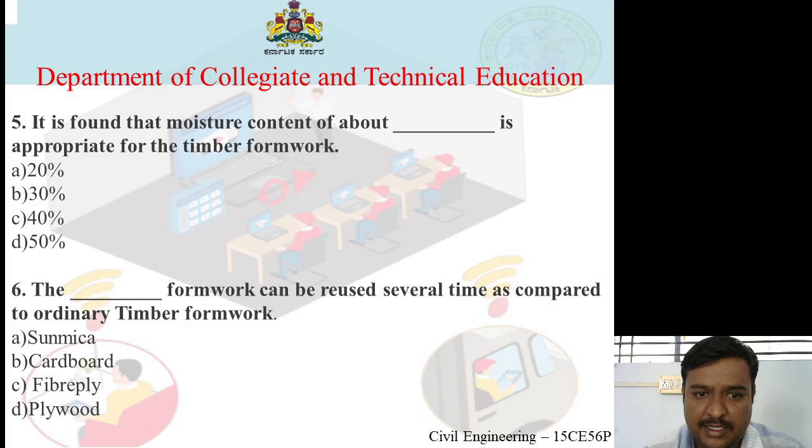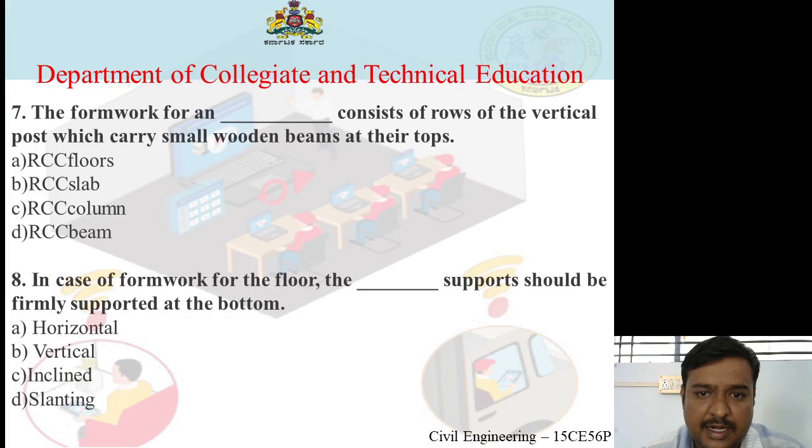Then seventh one, the formwork for an dash consists of rows of vertical posts which carry the small wooden beams at their tops. RCC floors, slab, RCC column, RCC beam. The right answer is A, RCC floors. Then eighth one, in case of formwork for the floor, the dash supports should be firmly supported at the bottom. Horizontal, vertical, inclined, and slanting. The answer is B. Vertical supports should be firmly supported at the bottom.